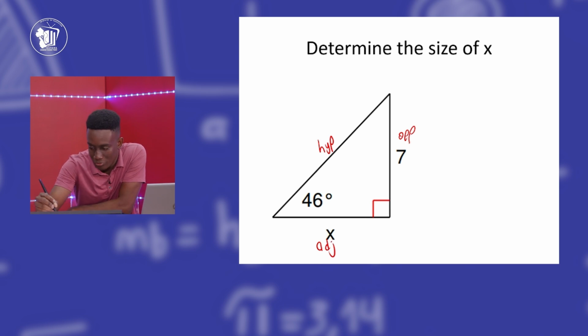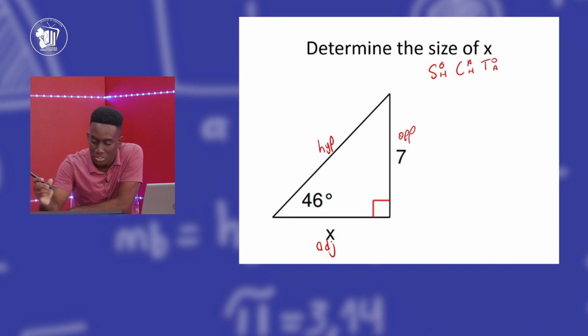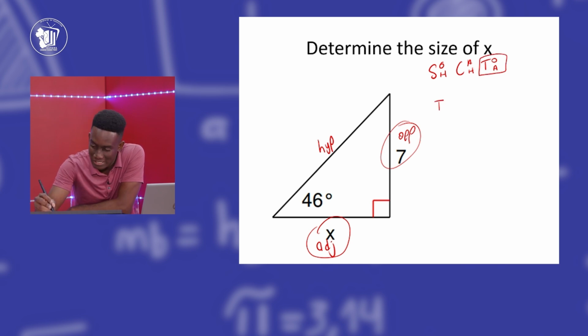So once again, let's put down the ratios. Some old horses can always hear their owner's approach. So you see, once again, we are given the opposite and we want to find the adjacent. So we are given a combination of those two. So once again, we see the ratio that we'll use will be tan. So tan theta is equal to the opposite over the adjacent. So tan 46 is equal to the opposite, which would be 7, over the adjacent, which in this case would be x.